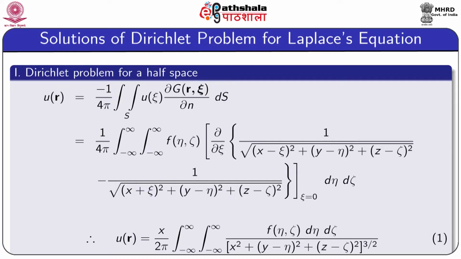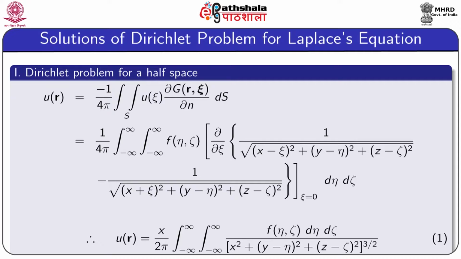Here you have to remember that we have to find the value of del g del n on the surface S. That means in the last line we have to find the derivative with respect to zeta of the expression which is written in curly bracket on the surface x equals to 0, means it is to be computed at the point xi equals to 0.